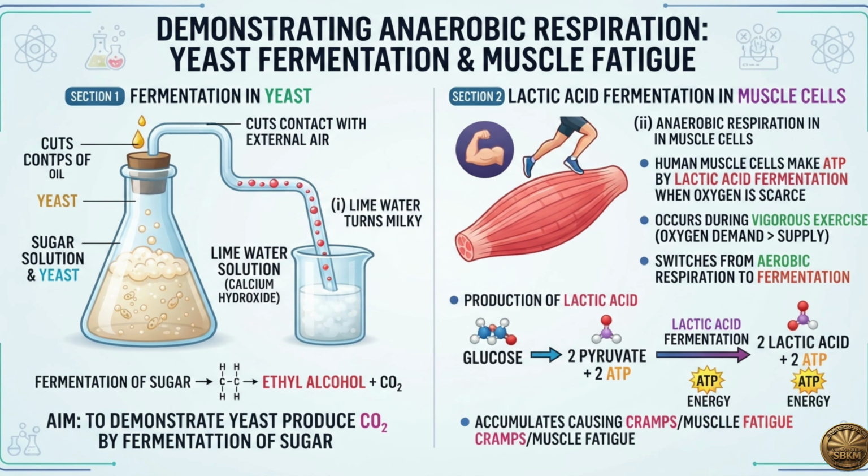Aim: to demonstrate that yeast produce CO2 by fermentation of sugar. Method: take some fruit juice or sugar solution in a conical flask and add some yeast into it. Put a few drops of oil to cut contact of external air. Close the opening of the test tube with a 1-holed cork. Insert a bent glass tube in the cork and dip the other end of the tube into the beaker containing lime water, a solution of calcium hydroxide. Observe after a few hours.